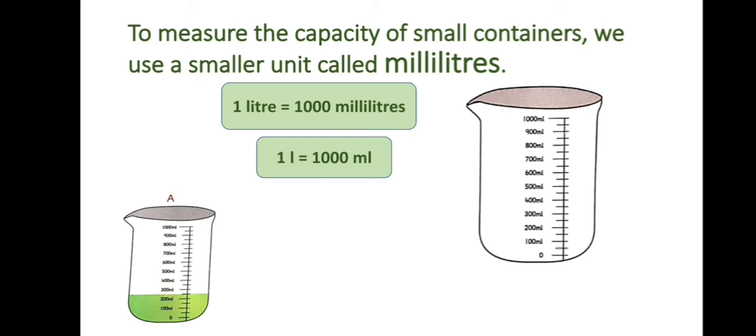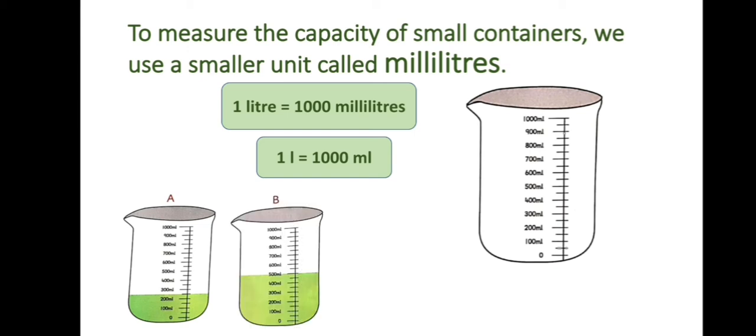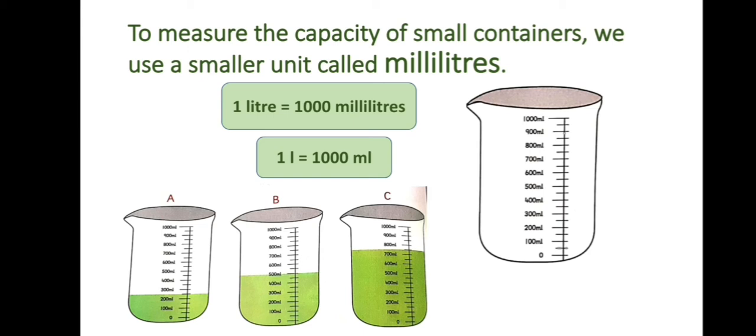Okay, look at these containers. Container A, container B and container C. Can you tell how much container A can hold? Yes, container A can hold 250 milliliters of liquid. And container B can hold 500 milliliters of liquid. And container C can hold 750 milliliters of liquid.